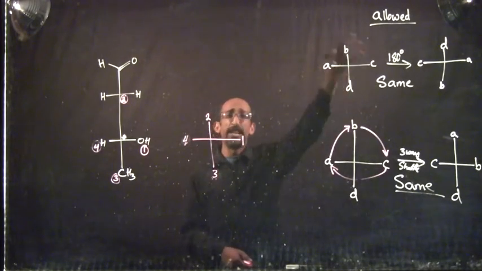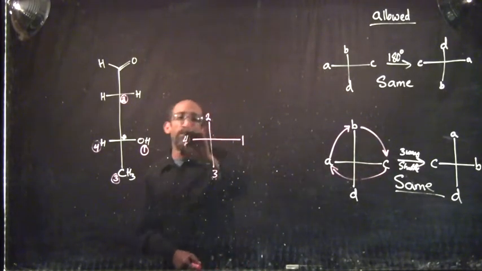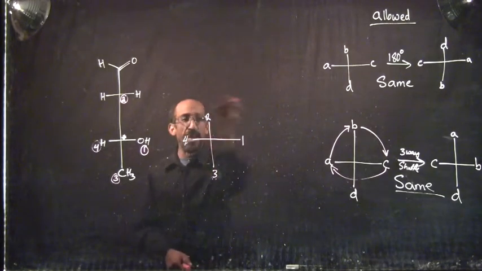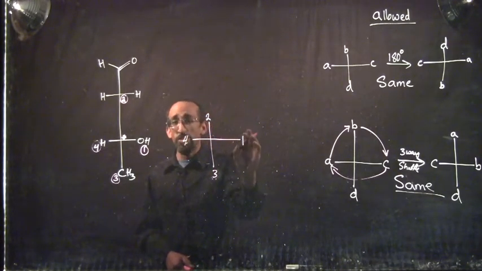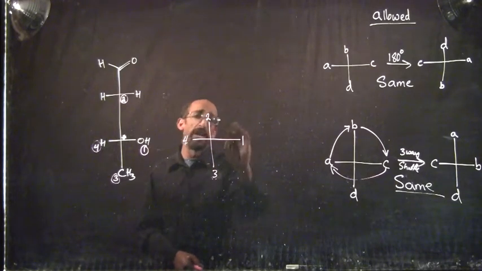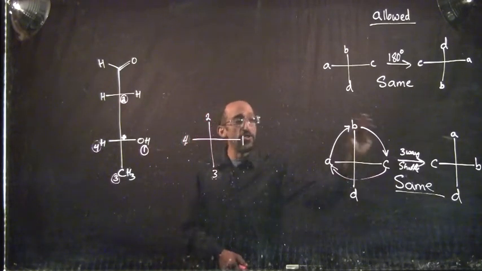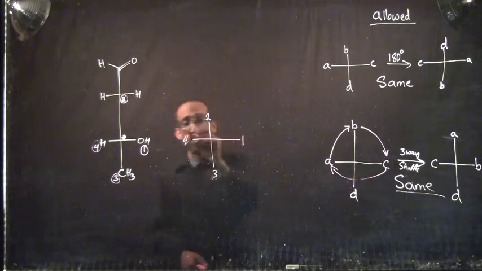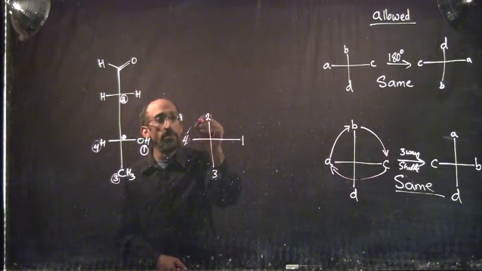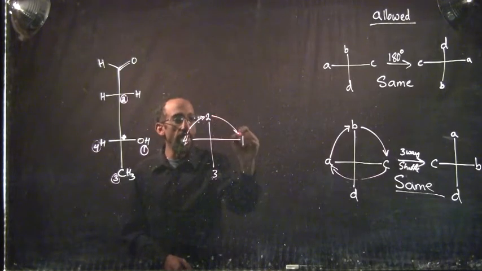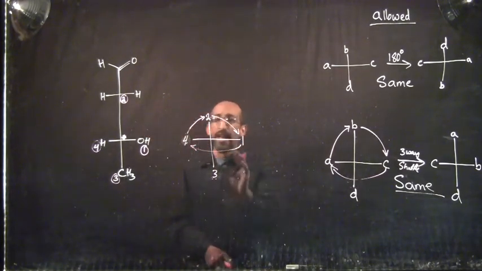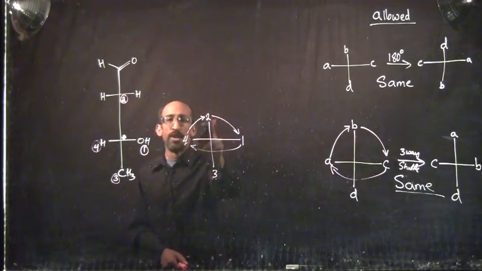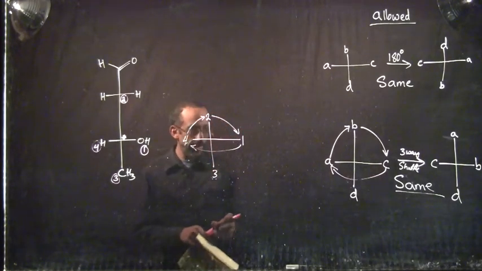If I do my 180-degree rotation, it's going to put that low priority group back over here on this side, so I'd still be on a wedge. That's not going to help me. However, if I do my 3-way shuffle, I can move my priority 4 group to where my priority 2 group is, my 2 group to where my 1 group is, my 1 group to where my 4 group is, and now I've got priority 4 on a hash, which is a vertical line.